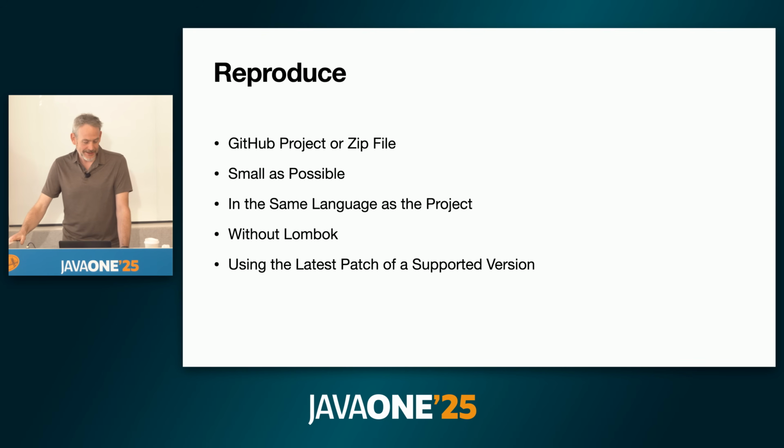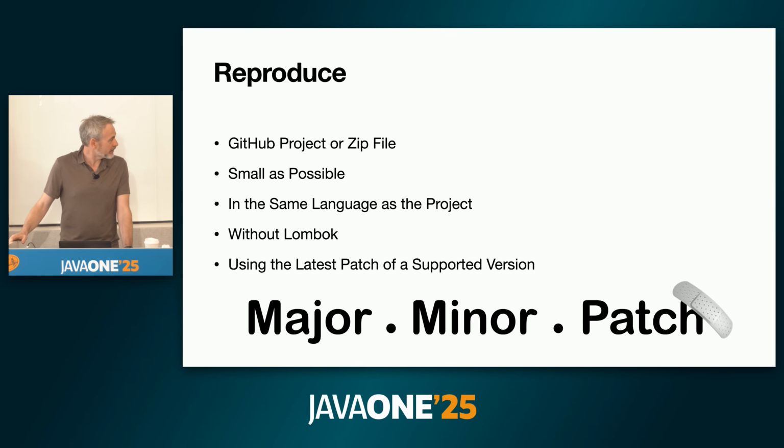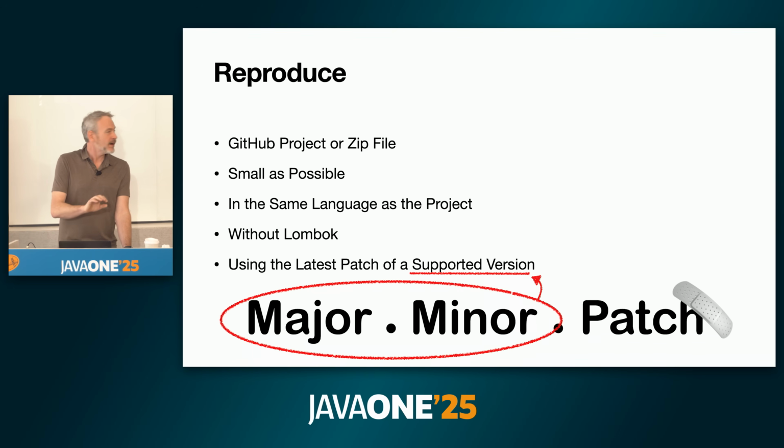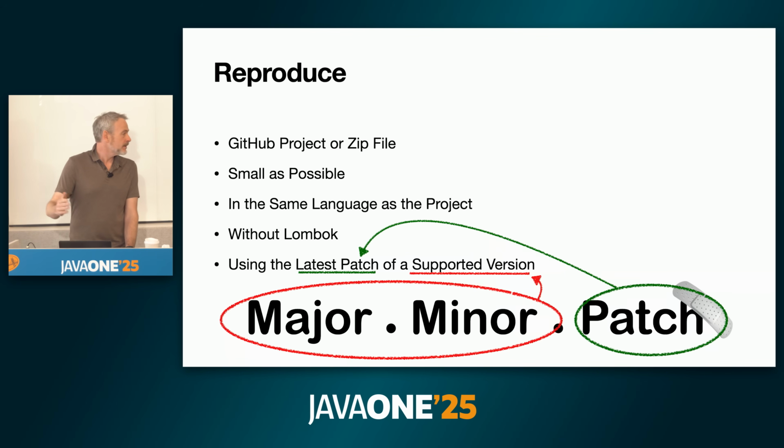And always use the latest patch of a supported version. So most software follows the major, minor, patch pattern. Major is like if you upgrade, it's a major pain in the butt. Minor is like a minor pain in the butt. Patch should be no butt pain at all. And what we want is major and minor should be supported. That means we're prepared to fix your bug if it's a supported version. And the patch version wants to be the very latest in that supported branch.